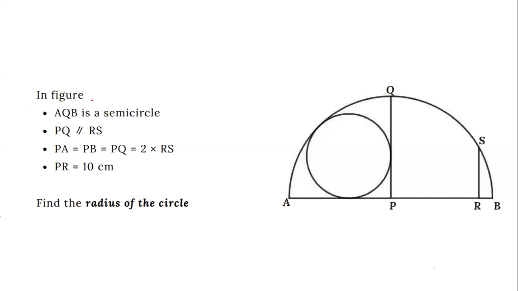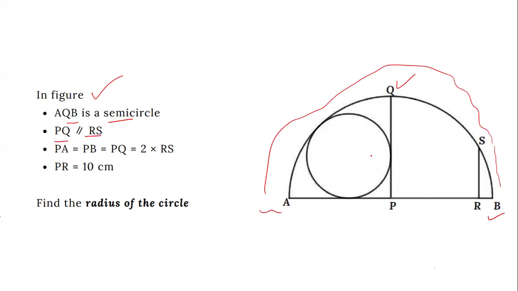In this problem it is given that in the figure AQB is a semicircle, where A, Q and B are three points. PQ is parallel to RS, and PA is equal to PB, which is equal to PQ, because all three are equal to the radius of this semicircle, which is equal to 2 times RS.